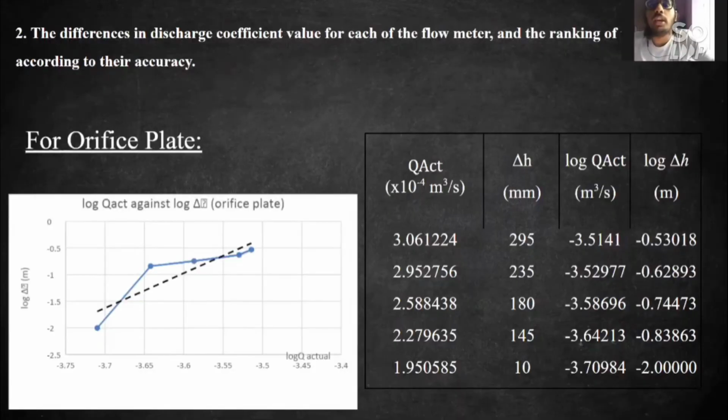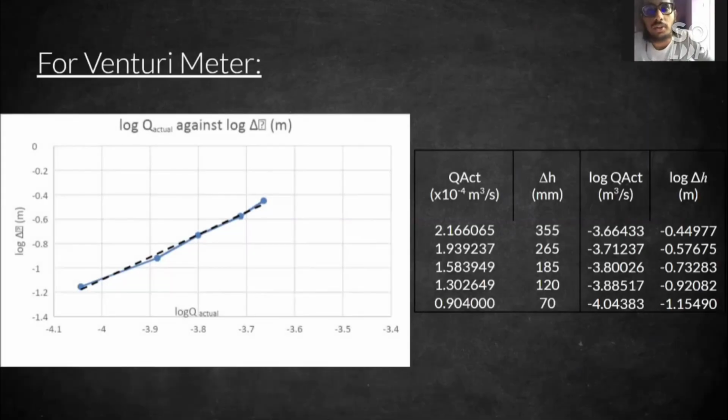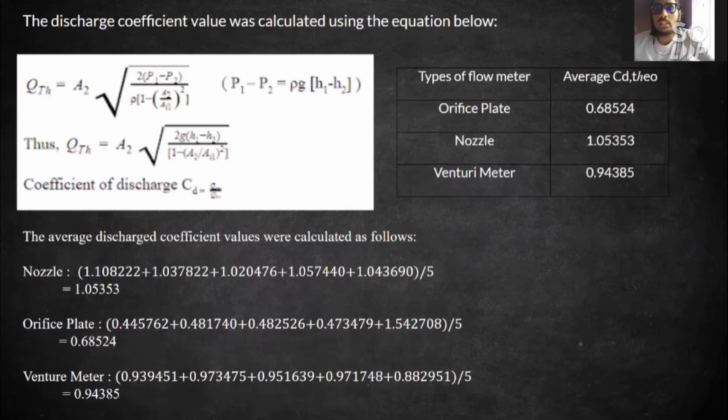Thank you. Okay, today I'm going to explain the differences in discharge coefficient value for each flow meter and the ranking of the flow meters according to their accuracy. So first, we decided to plot a graph of log Q actual against log delta H. This is the graph for the orifice plate, this is the graph for the nozzle, and this is the graph for the venturi meter.